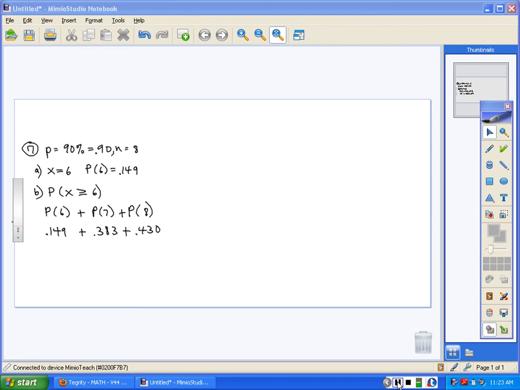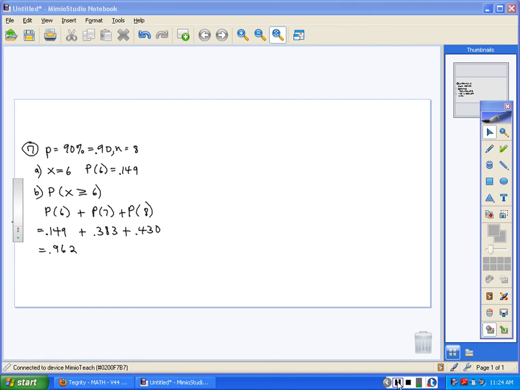And that total is, what is it? 0.962. Okay, and like I said, you can use your calculator on this one if you want, or the table. Either way, I think the table is easier, but you can use your calculator if you want.